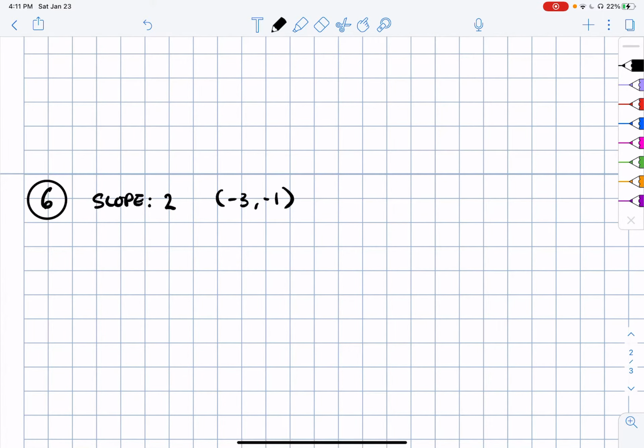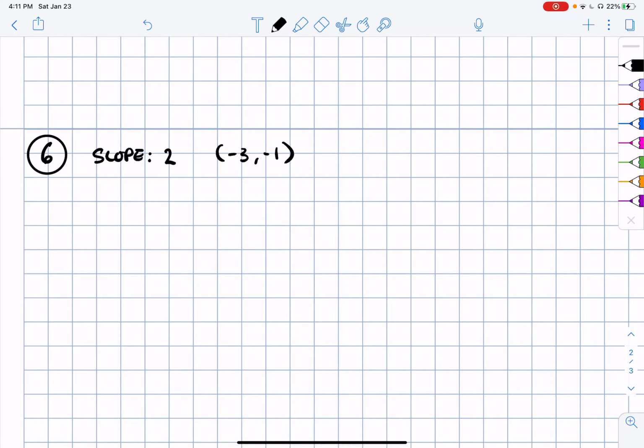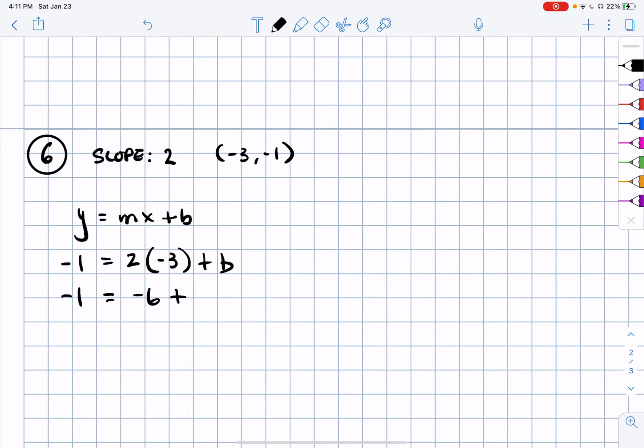So you can do it either way, either the point-slope form or the slope-intercept form. So I typically go to y equals mx plus b. All right, so my y value is -1, which is equal to the slope 2 times my x value, -3, plus b. So I got -1 is equal to -6 plus b. So add the 6 over, b is equal to 5.